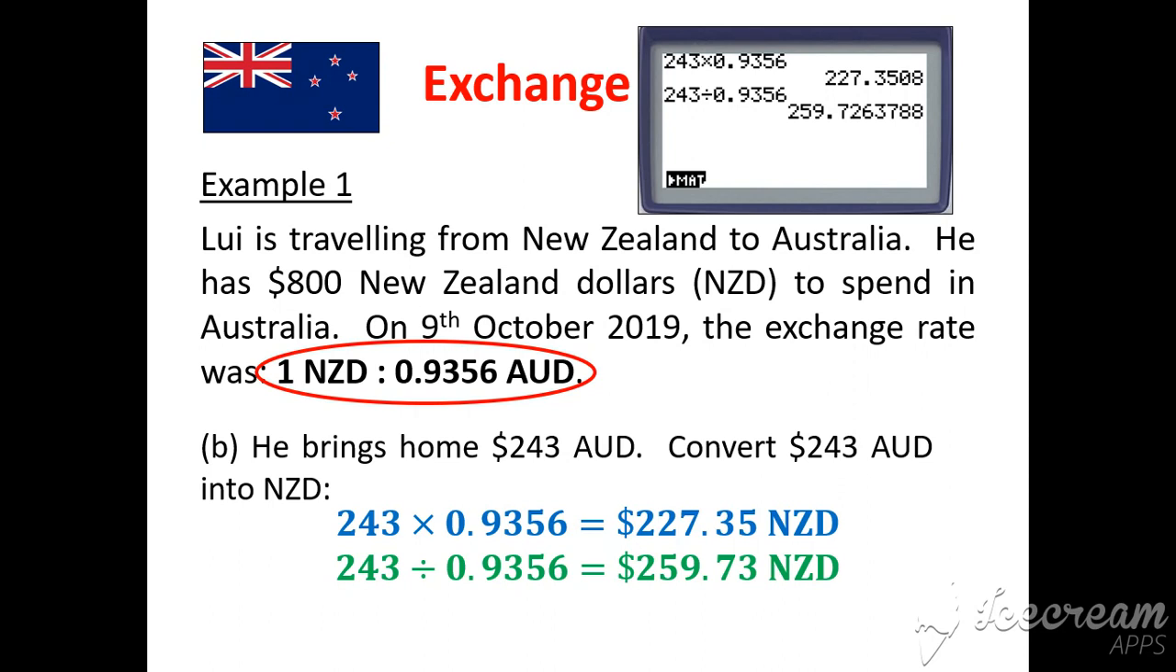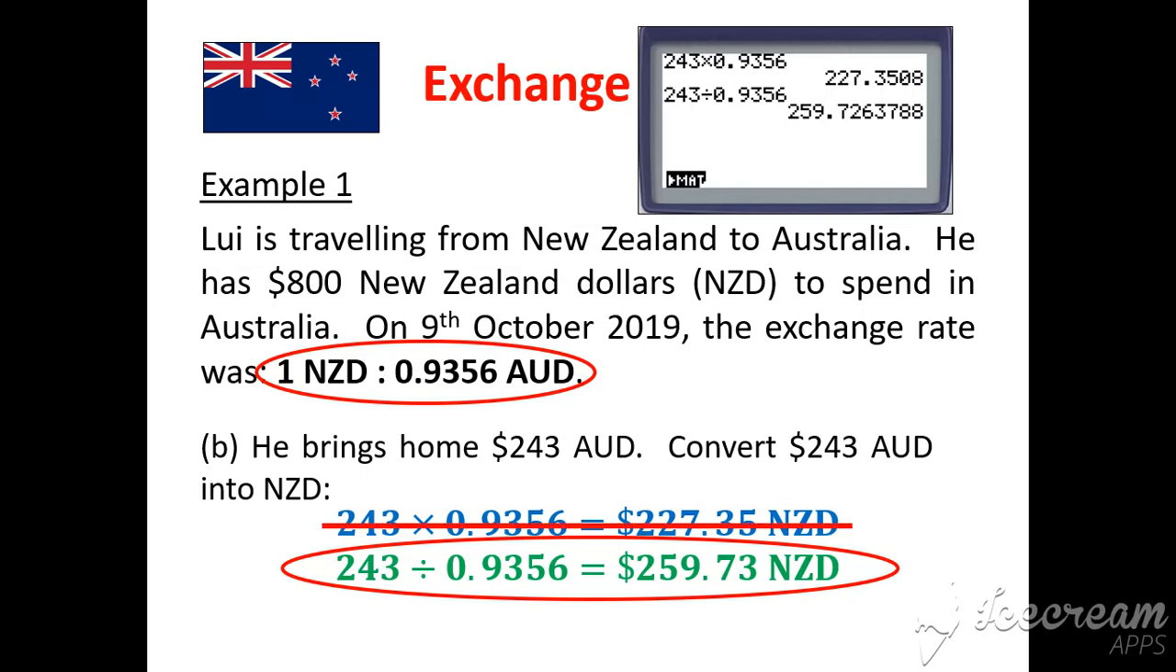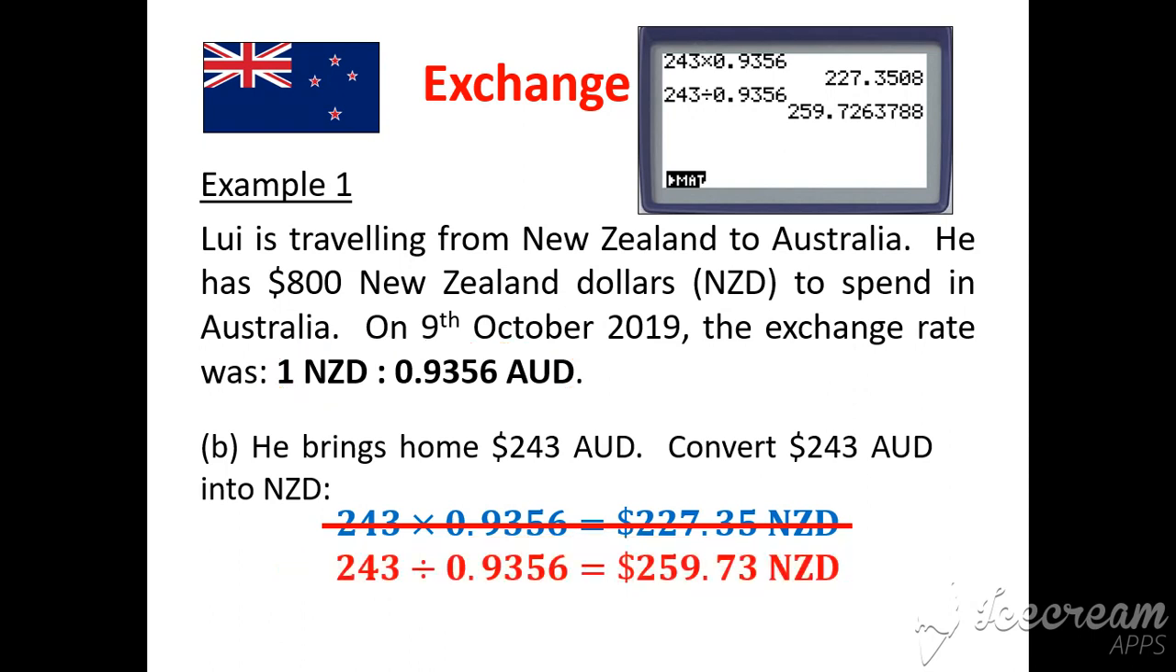So here's my exchange rate once again, and I know that if I have 1 New Zealand dollar, I have slightly less Australian money. If I have some Australian money, that means I would have a little bit more New Zealand money. So in this example, this is the correct calculation, and I'm going to ditch that answer, because if I have some Australian money, I have slightly more New Zealand money. So $243 in Australian money is equivalent to $259.73 in New Zealand dollars.